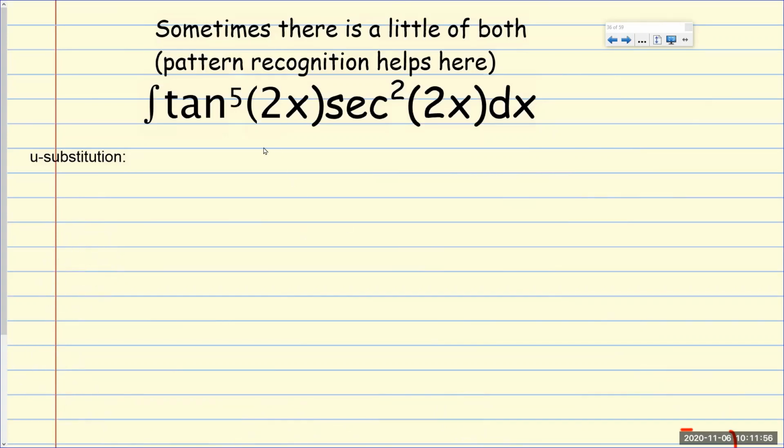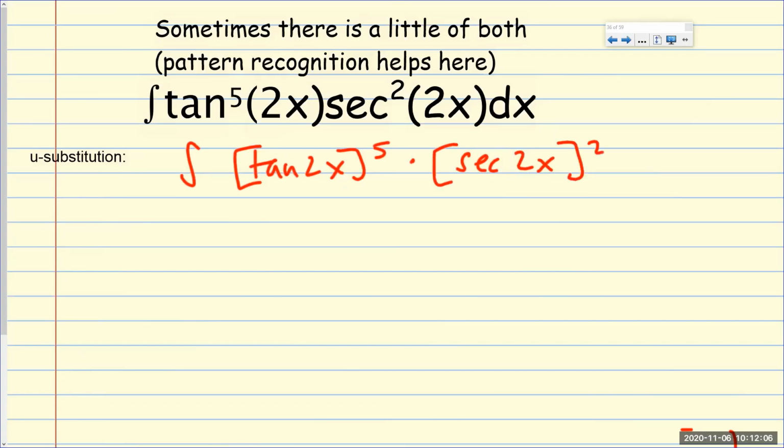Okay, you're going to rewrite this problem. So this is the integral of tangent 2x raised to the 5th power times secant squared 2x dx. You guys see that? Okay. The hardest thing is trying to figure out what your u is. Right now, I'm just going to make my u equal to tangent 2x. But on your own, you might play around with it. Try making it use different things, and you'll see why things work and why they don't work.